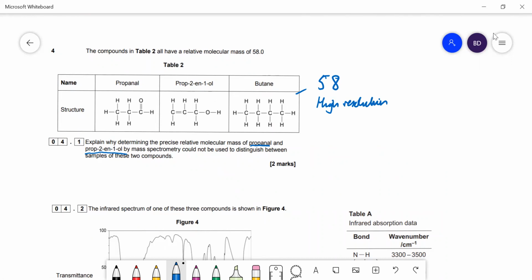you would be able to distinguish butane from the other 2 because it's got a different molecular formula, C5H10, whereas the other 2 are both C3H6O. Propanal and prop-2-ene-1-ol have both got that molecular formula, so they would have precisely the same molecular weight. This one would be a bit different, of course. So this takes into account the high resolution. Oxygen isn't exactly 16, it's 15.99 or something like that, and hydrogen is 1.008, it's not exactly 1. Okay, so they've got the same molecular weight, so you couldn't do that.